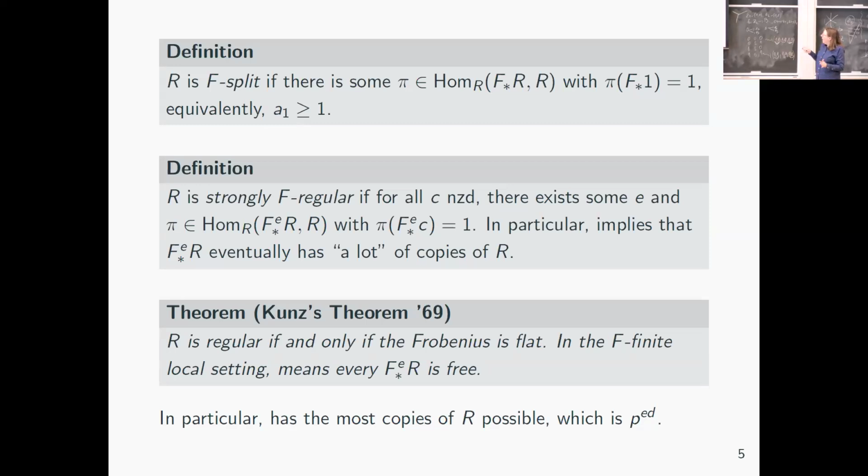And in some vague sense that we'll talk about on a later slide, this means that F star ER should have a lot of copies of R inside, right? I have a lot of these different projection maps here, and you should be expecting, okay, well, I should probably find that not all of these direct summands should be the same one.